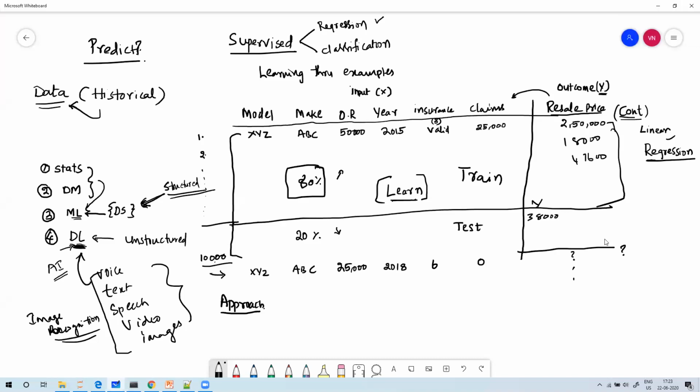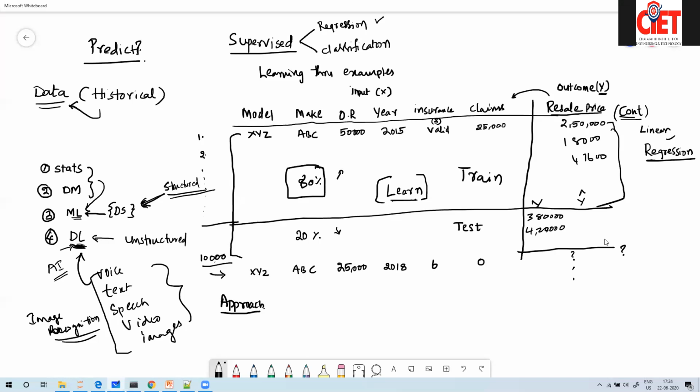3,80,000, second car 4,20,000, so on. These are the actual prices the cars got sold for. But when the algorithm tries to predict them, predictions are always represented by the symbol Y hat. Anywhere when you see a symbol like Y hat, Y cap, that means that is a prediction. Y is the original value, the actual value. Y hats are typically the predictions.